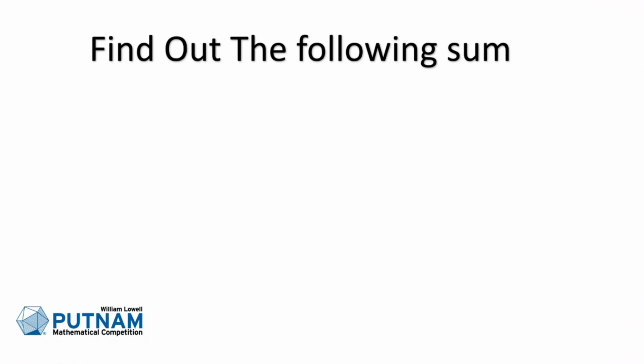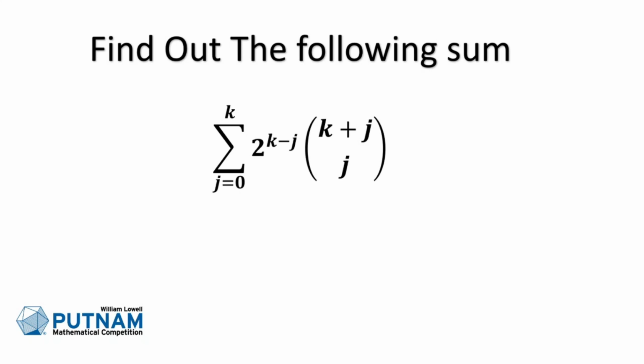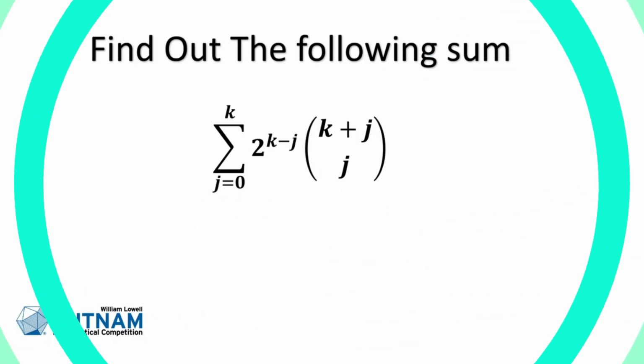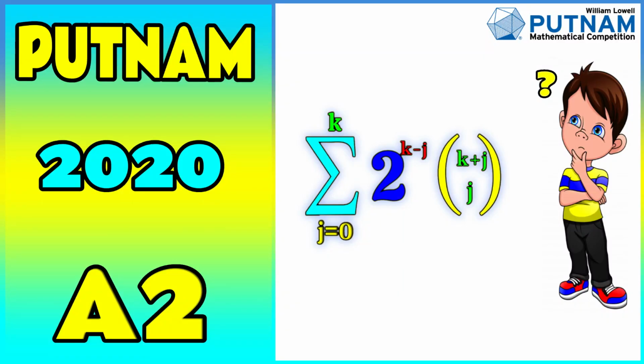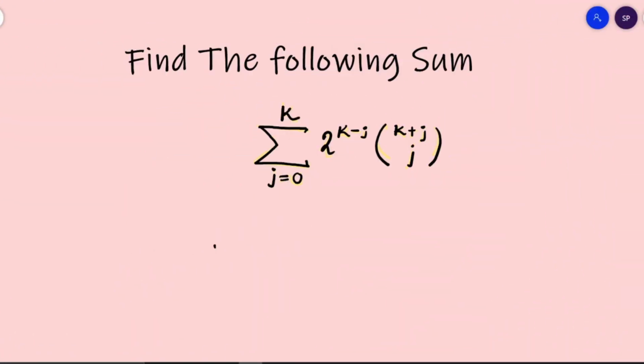The problem says to find the following summation: j equal to 0 to k of 2 to the power k minus j times (k plus j choose j). Let's move toward the solution. So here is the solution to this problem.